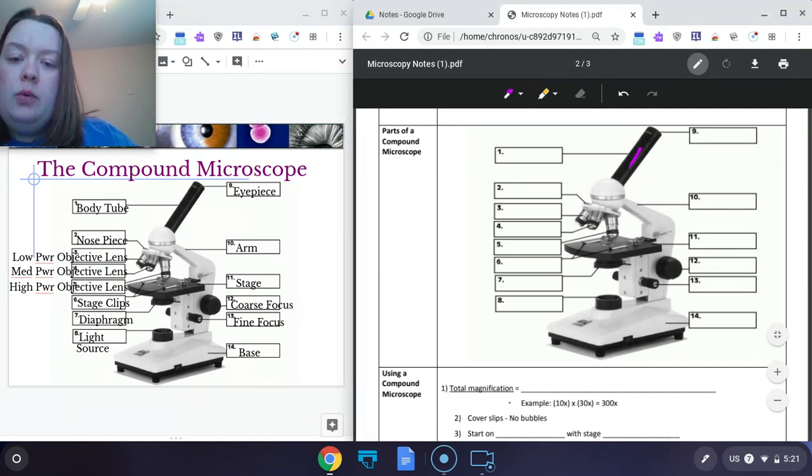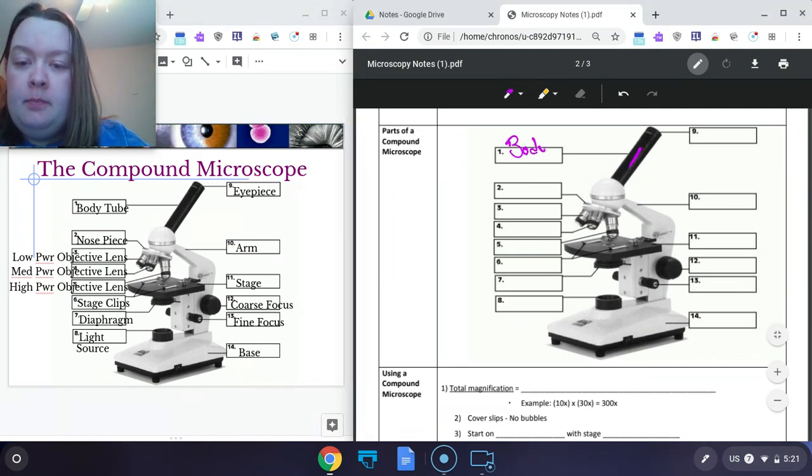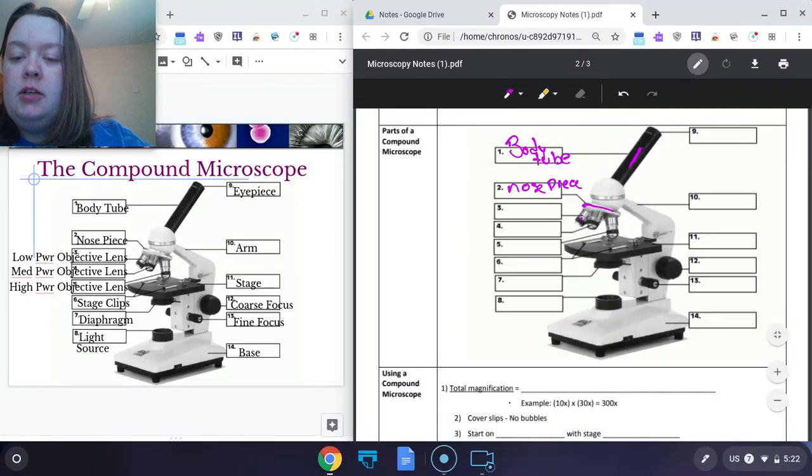Number 2 is the revolving nose piece, because the nose piece is actually going to rotate. That's why I call it revolving. I mentioned earlier that we have objective lenses which you can rotate into place. We have the low power objective, which will be the shortest one.